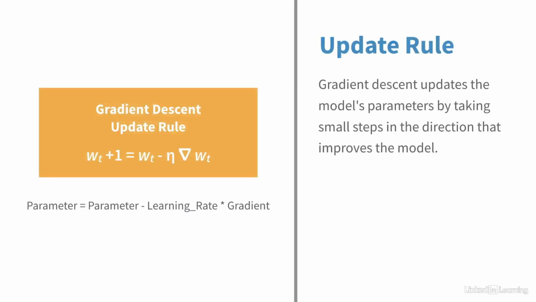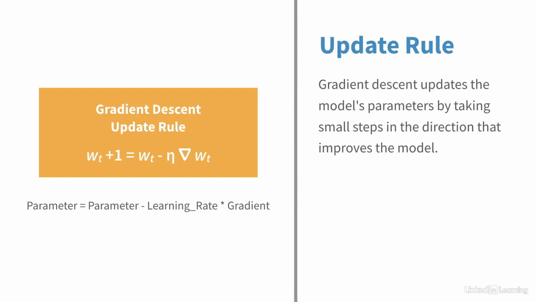The update rule of gradient descent is like taking small steps in the direction that leads to a better model by adjusting its parameters. It adjusts the model's parameters by subtracting a fraction of the gradient of the loss function with respect to the parameters. This helps move the model in the direction that reduces the loss, ultimately improving its performance.